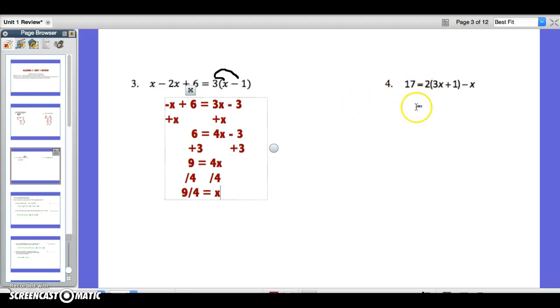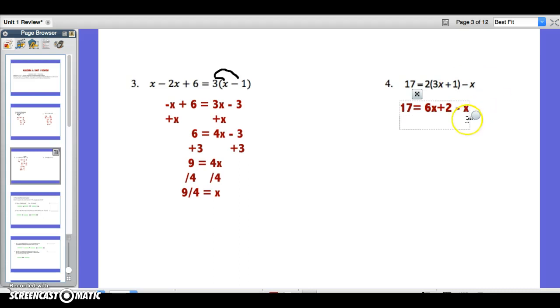Let's move on to number 4. Number 4 has a constant on the left side, but we have parentheses here, and we have this other term over here as well. So I'm going to keep my 17, and then let's distribute this 2 to the terms inside. So 2 times 3x is going to give me 6x, and 2 times 1 is going to give me plus 2, and then I still have that minus x on the outside from over here.